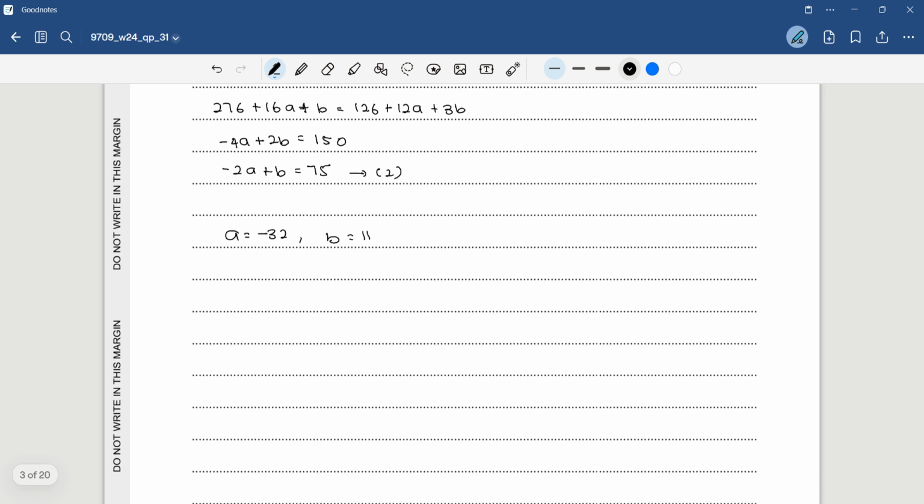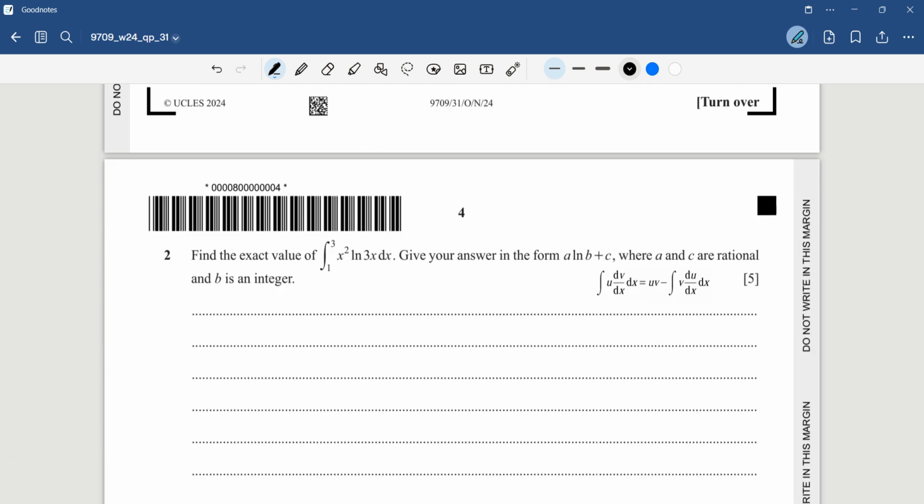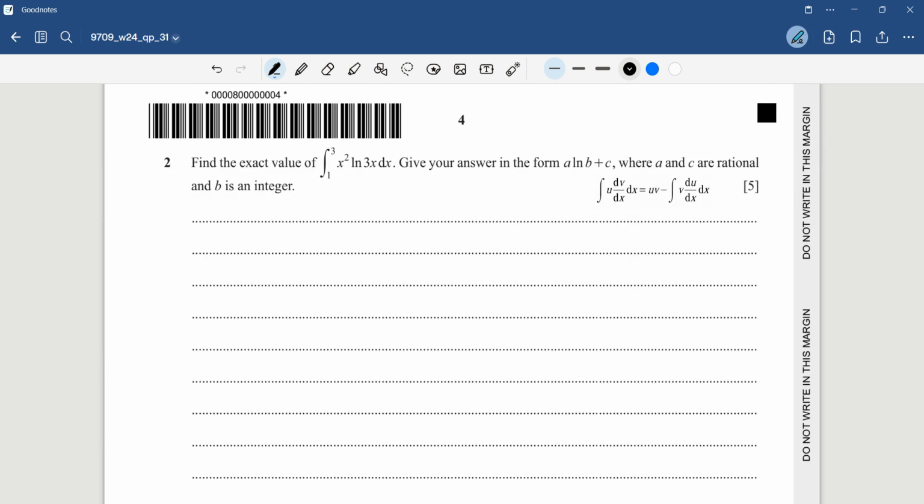Okay. So question number two. Find the exact value of integral 1 to 3 x squared ln 3x dx. Give your answer in the form a ln b plus c, where a and c are rational and b is an integer. For this question, I already took out the formula from the formula sheet. You can refer to your formula sheet.